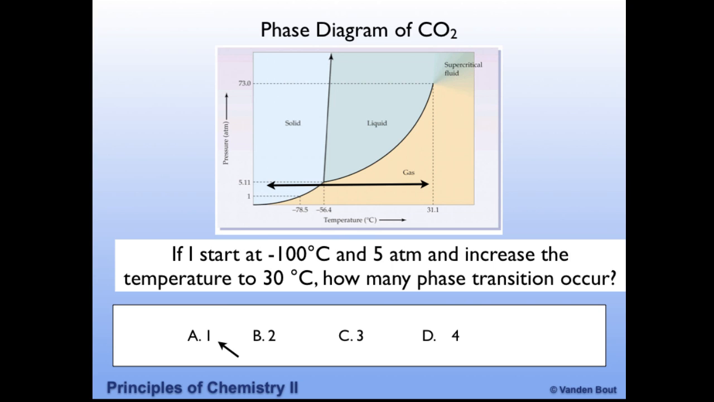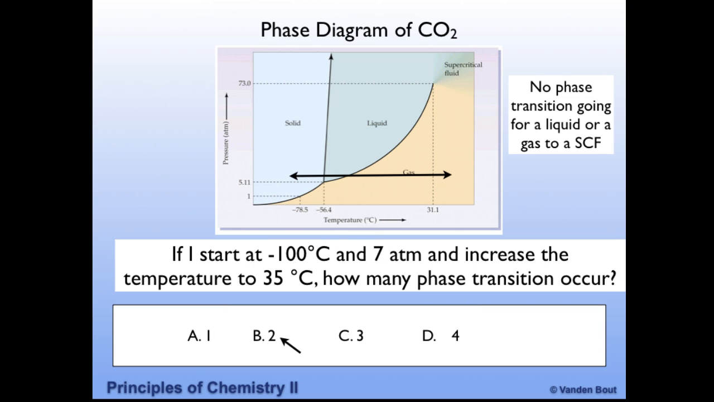1. If I'm at 5 atmospheres, I'm below the triple point. If I'm below the triple point, then I can only have one phase transition. I'll go from a solid, and then I'll sublime to a gas. Last but not least, if I'm at minus 100 C and 7 atmospheres, and I go up to a temperature of 35 degrees C, keeping the pressure fixed, how many phase transitions will occur?